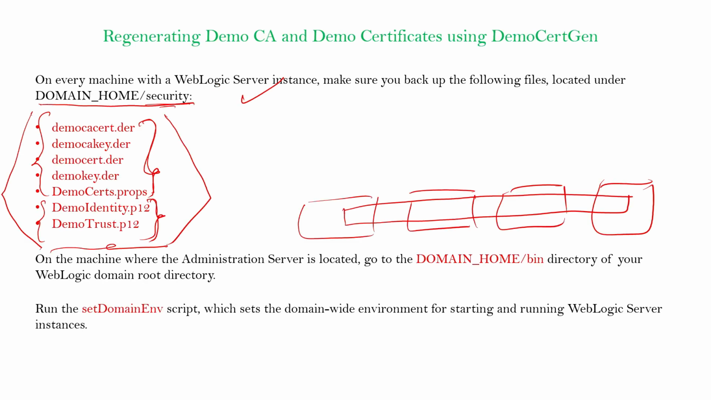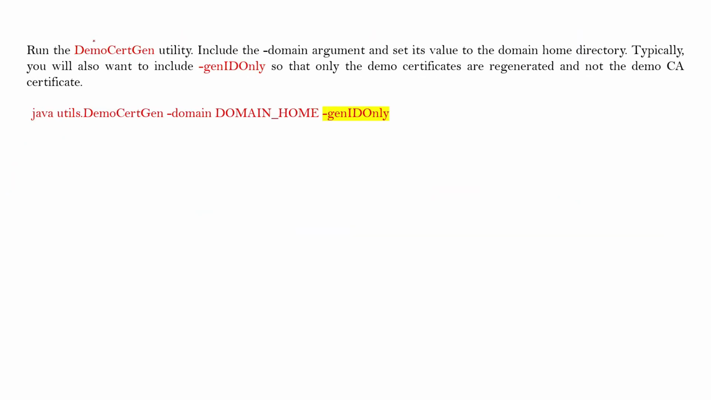So I will tell you what exactly the process is. When you have configured horizontal clustering, you do not have only a single server setup. When the demo certificate is about to expire, you need to renew it. So you go to the domain's bin directory and run the setDomainEnv command to set the environment variables. After that, we have to run the DemoCertGen command. This DemoCertGen command is used to generate, or you can say renew, your demo certificate in your environment.